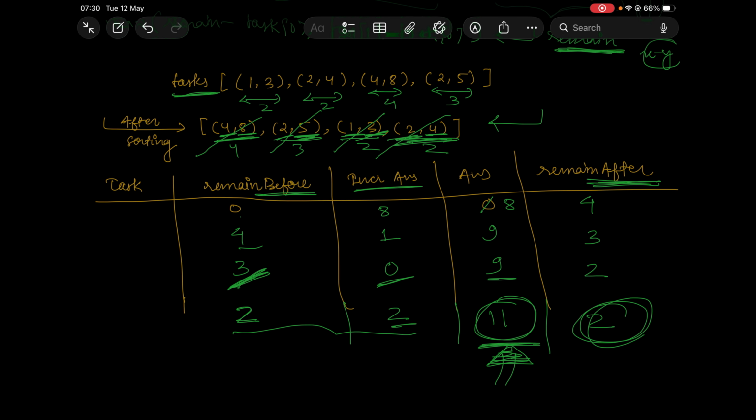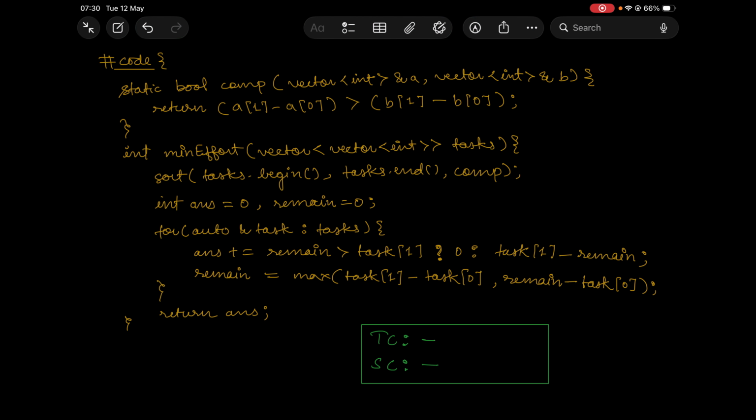Now let's check the code. So this is our function minimumEffort, which takes this list of tasks, and the inside vector is nothing but the actual and minimum. Okay, so we are sorting it based on the custom comparator that I have written, and this custom comparator is doing comparison based on this difference. So this contains minimum and actual, right? So, sorry, actual and minimum.